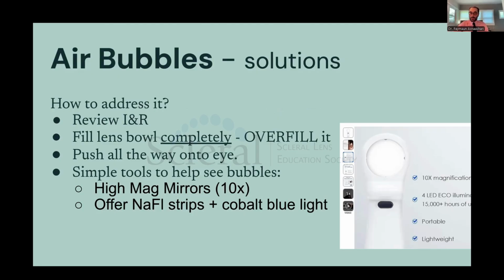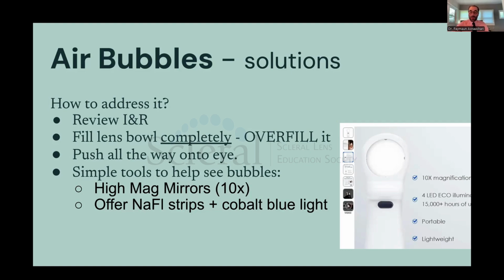Here's just some simple tools that I've found patients use. One of them is recommending high mag mirrors, specifically around the 10x range, especially for those presbyopes that can't see the bubble. And so this is a demo mirror that I've had patients buy. It's made by Avanova. It has an illuminated light source, so it helps to see with better contrast. So I think having some type of high mag mirror for anyone, especially your presbyopes, makes it easier to find bubbles when it's hard to see it.